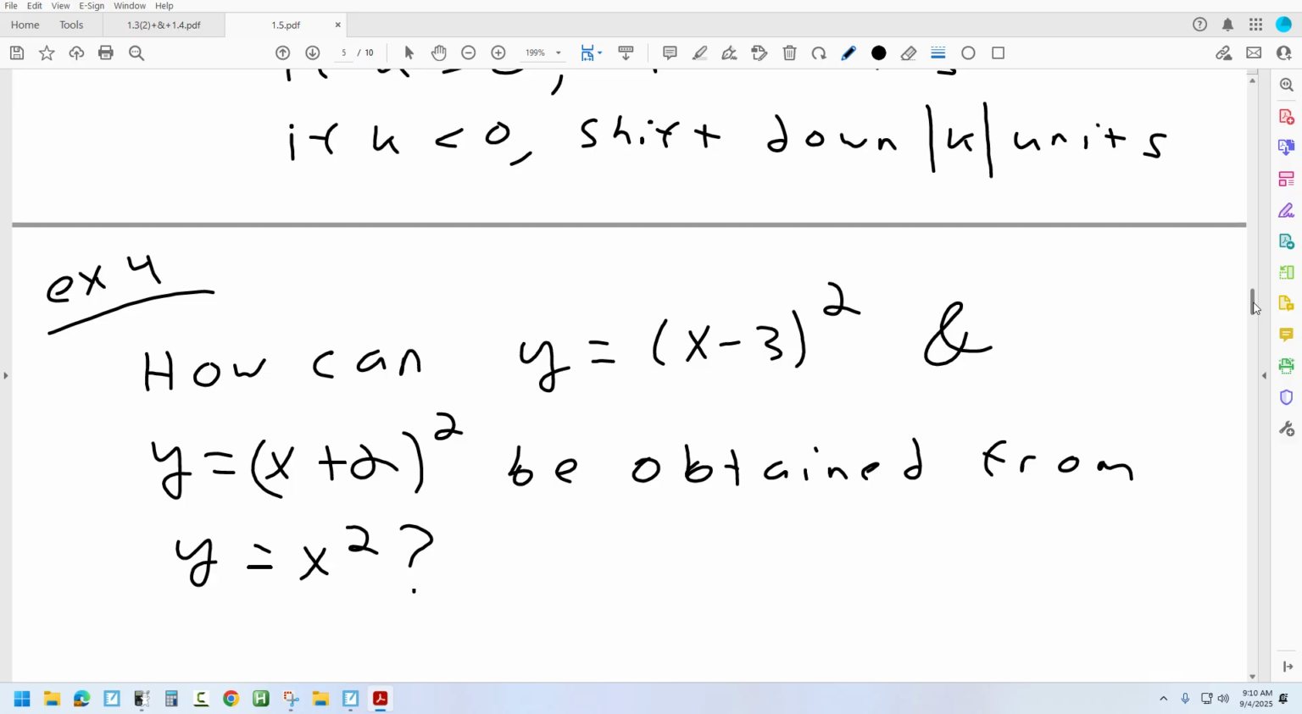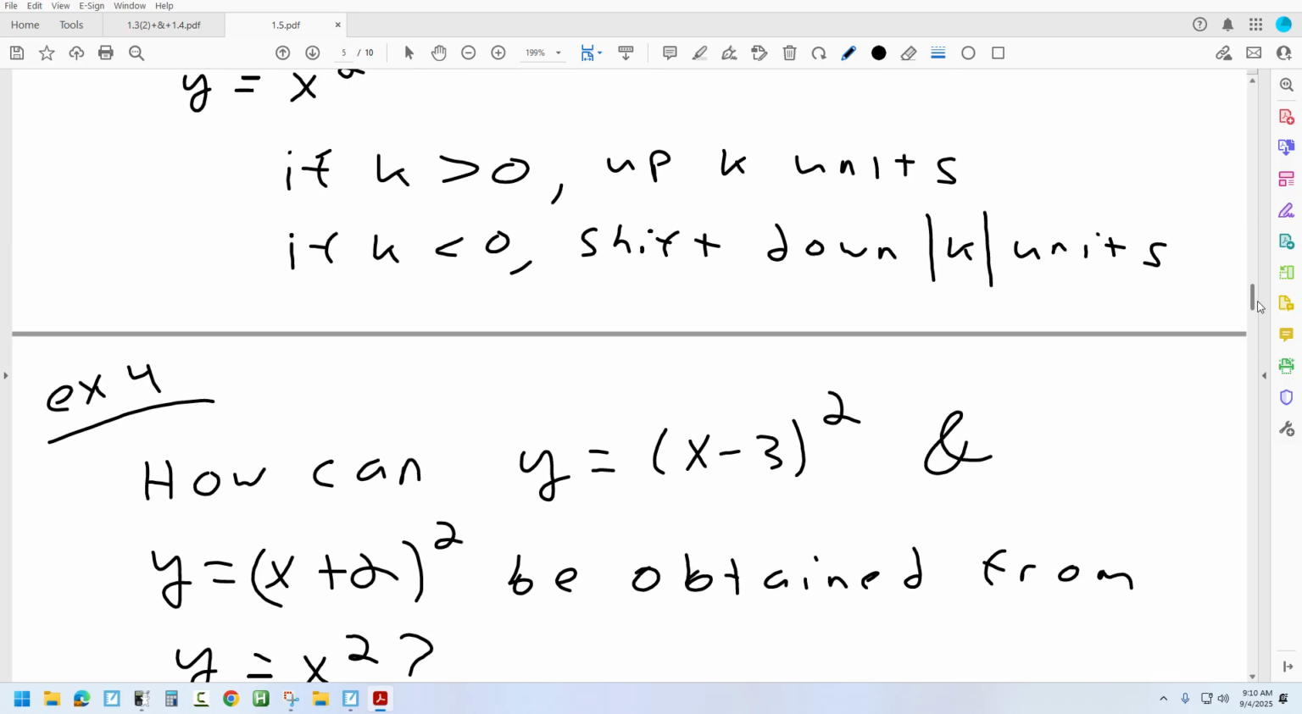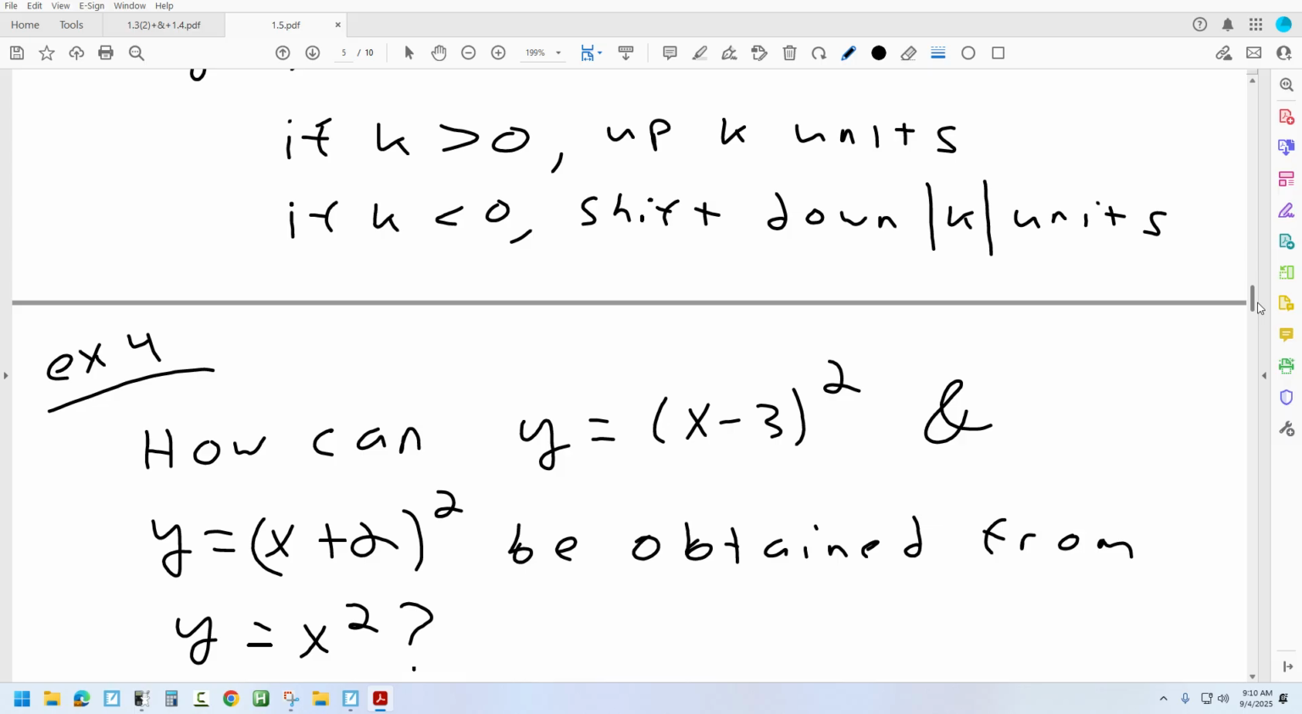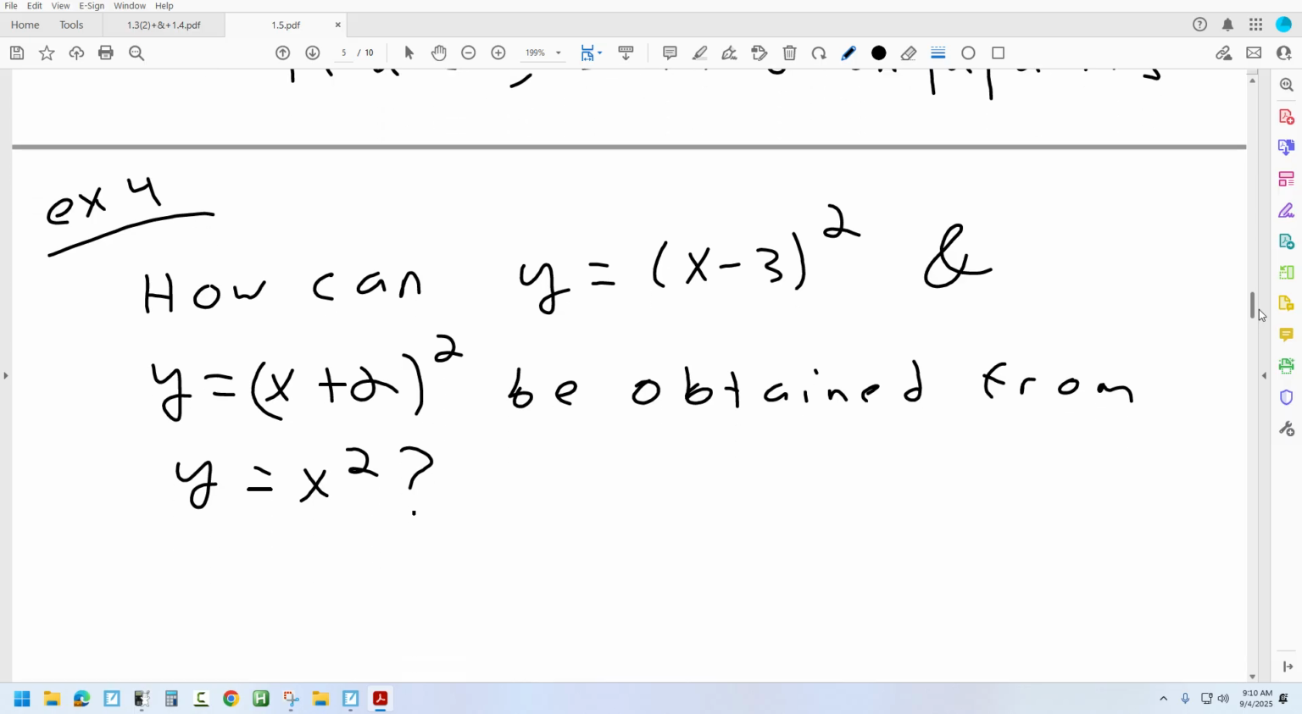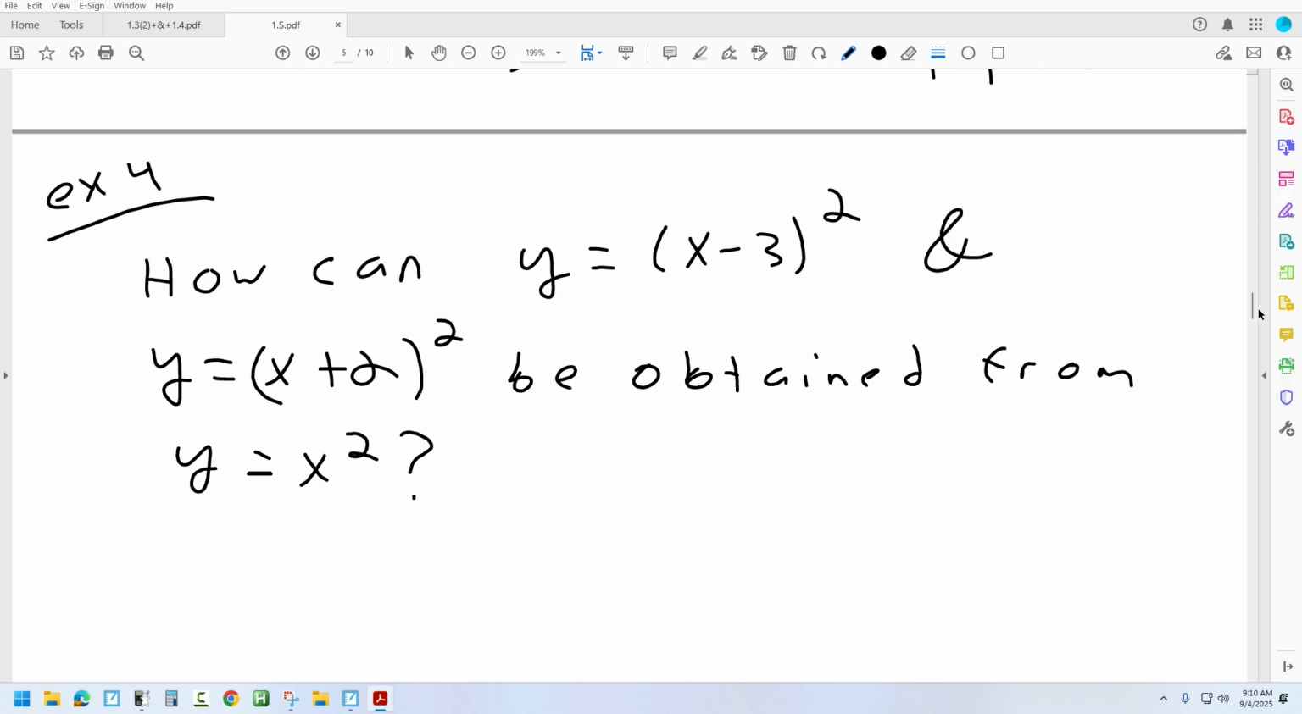Okay, so let's start with that first one. y equals (x minus 3) squared. Okay, so to get y equals (x minus 3) squared.